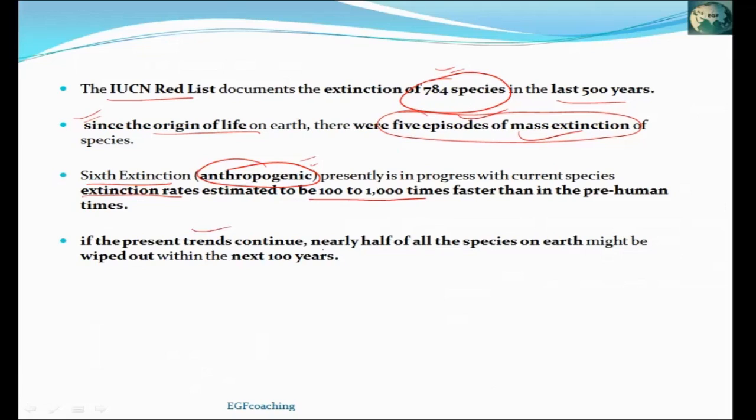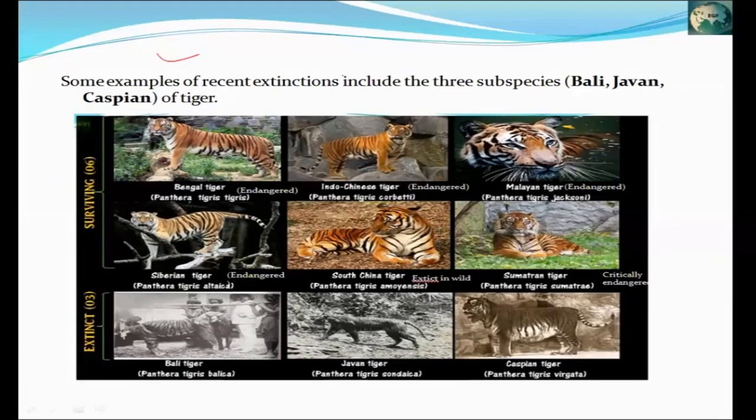Scientists believe that if this trend continues, then half of the species, meaning 50% of our species, will be extinct within 100 years. We can see an example of species extinction. Earlier, there were 9 species of tiger in the world, out of which 3 have become extinct. These are the Bali tiger, Java tiger, and Caspian tiger. All these 3 are extinct now. Even the surviving species are endangered.